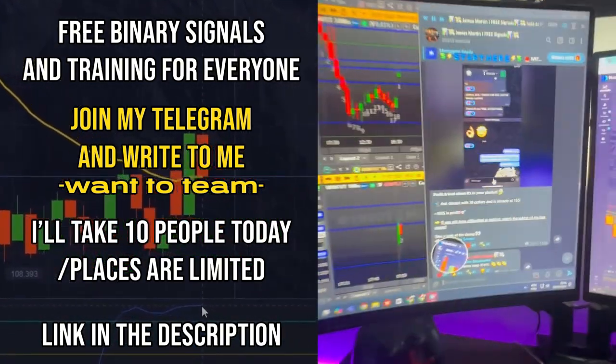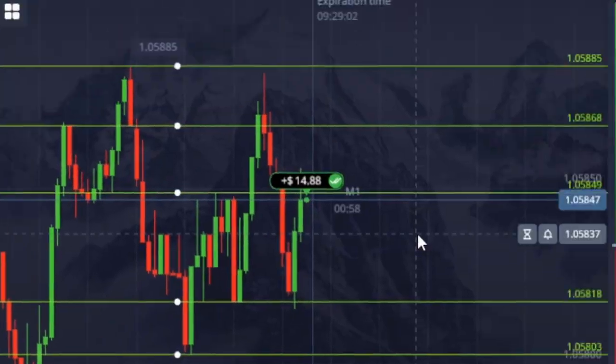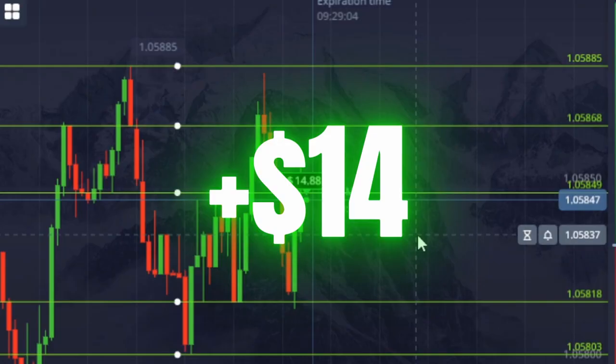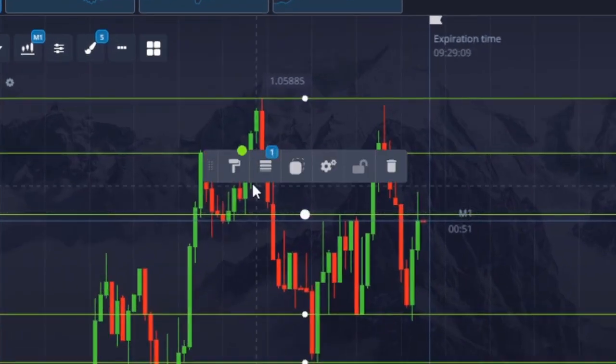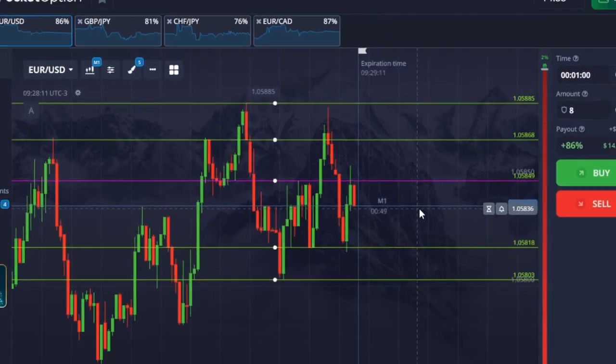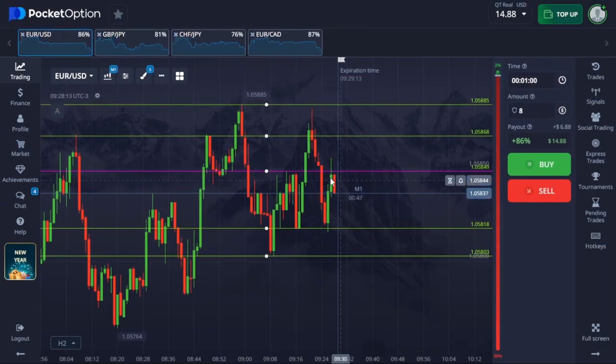See you there, guys. And first position won, guys, in Euro USD. Right? Perfect. Now we have $14.88. That's good. Let's change the color of this line right here. Okay? And guys, there's a resistance zone here.